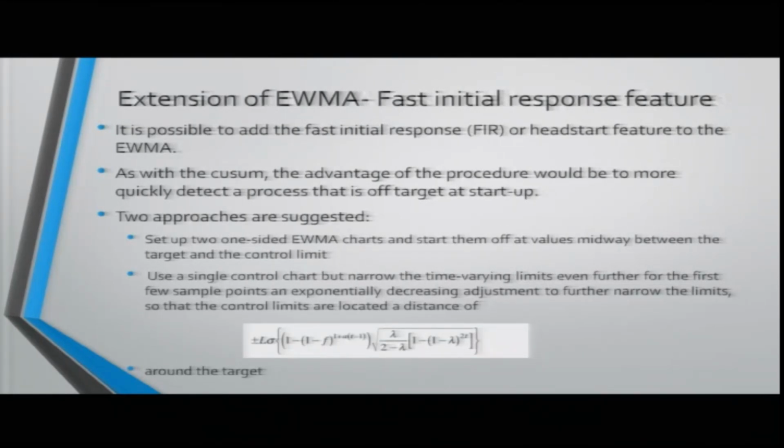As with the Kusum charts, the advantage of the procedure would be to more quickly detect a process that is off target at startup. So, obviously if it is off target, you want the initial response to be fast so that you are able to take corrective actions. Two approaches are basically suggested here: set up one-sided EWMA charts and start them off at values midway between the target and the control limit.